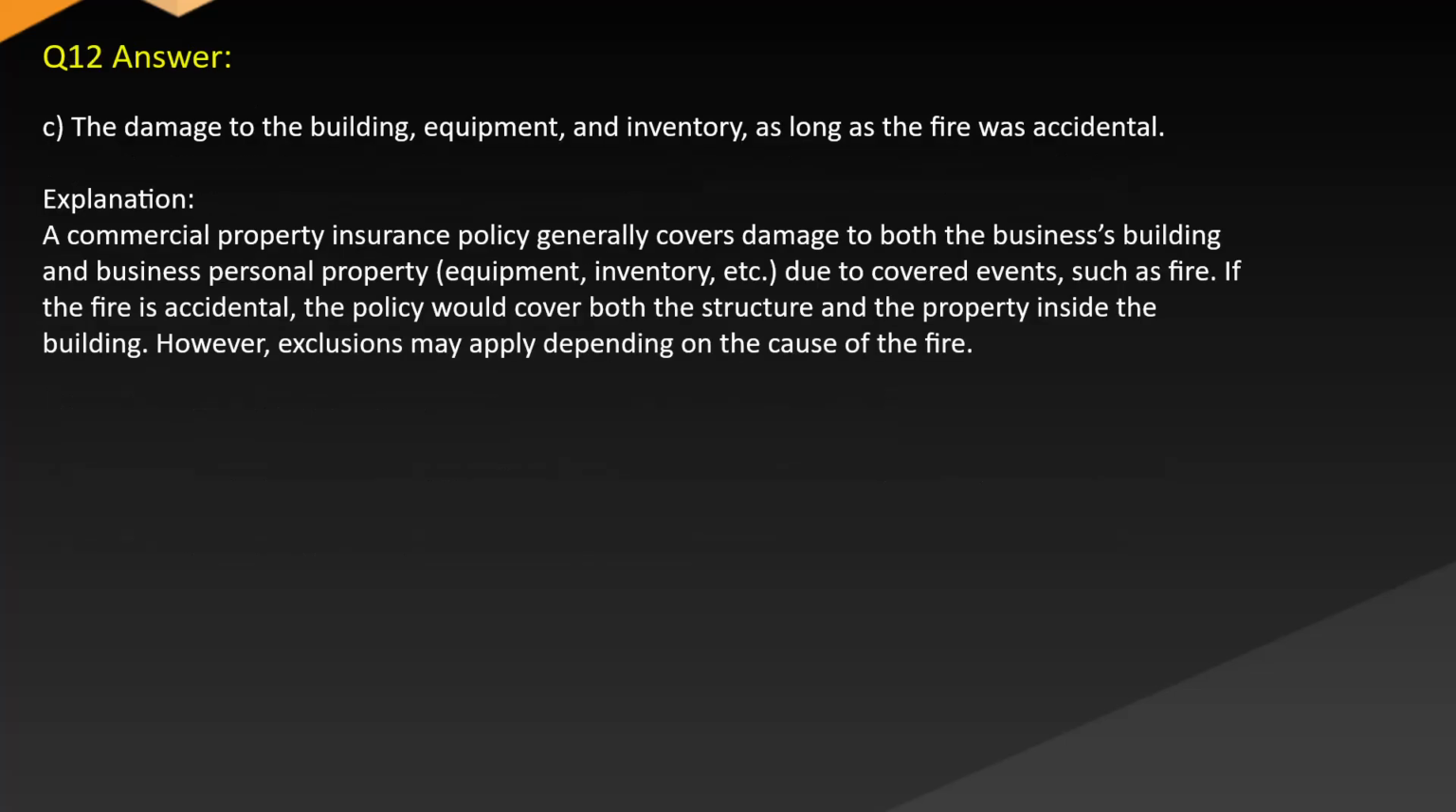Answer: C. The damage to the building, equipment, and inventory as long as the fire was accidental. Explanation: a commercial property insurance policy generally covers damage to both the business's building and business personal property, equipment, inventory, etc. due to covered events such as fire. If the fire is accidental, the policy would cover both the structure and the property inside the building. However, exclusions may apply depending on the cause of the fire.